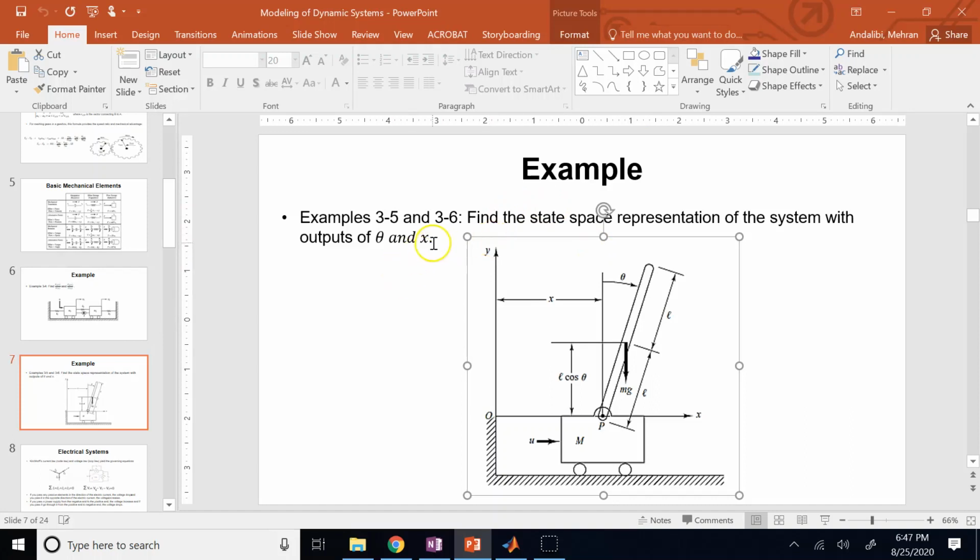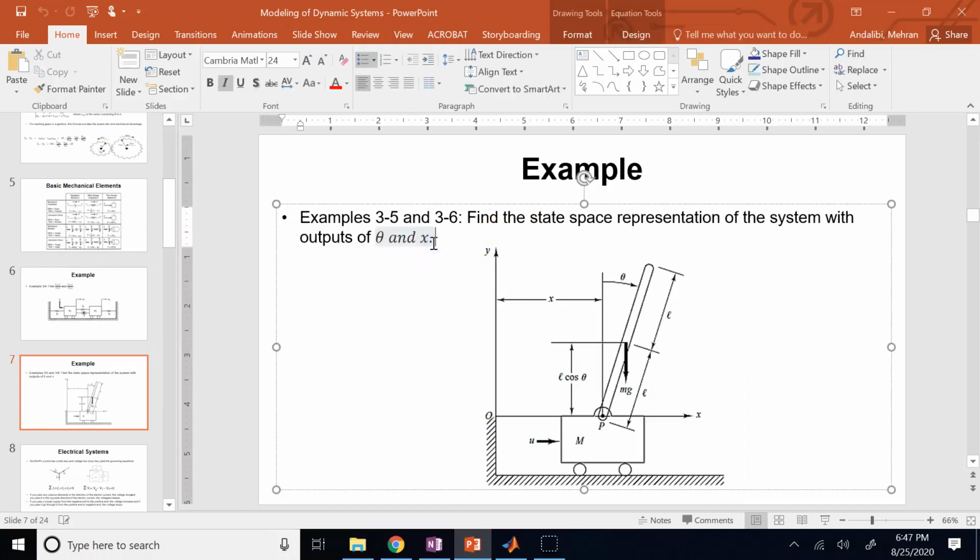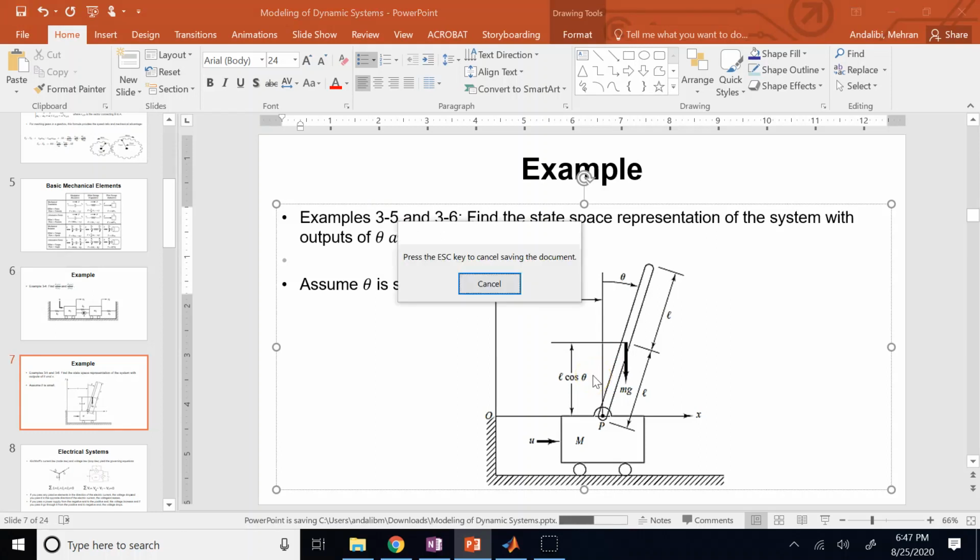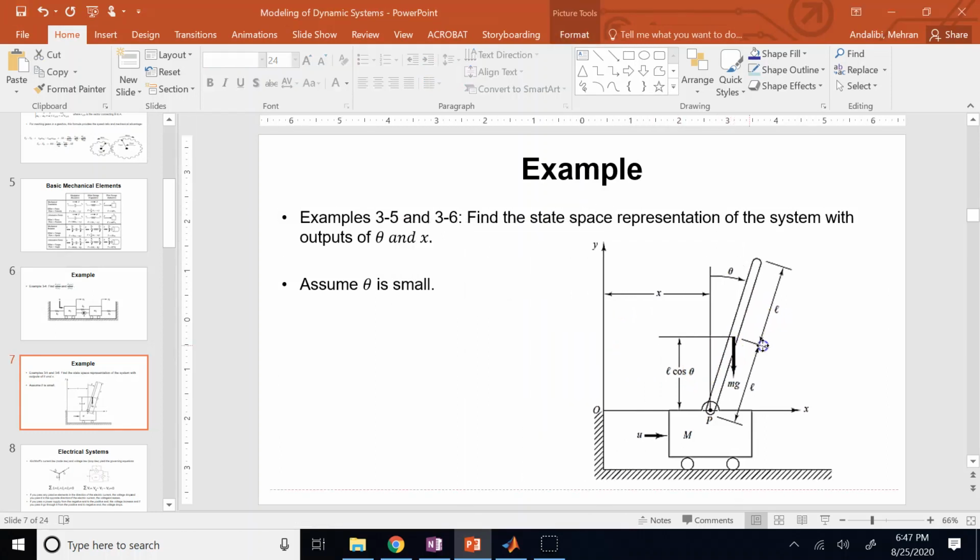So let me add something here for you, assume theta is small. What does that mean? Means the sine of theta, you consider it to be theta, and the cosine of theta to be 1. Okay, so let me actually add that for you.